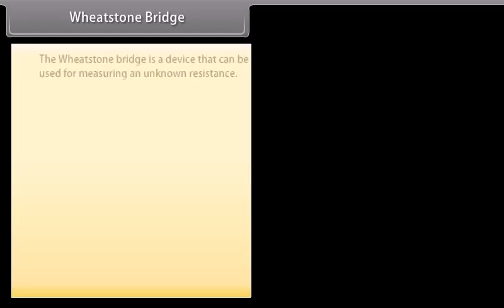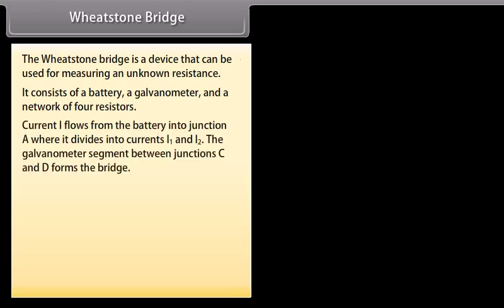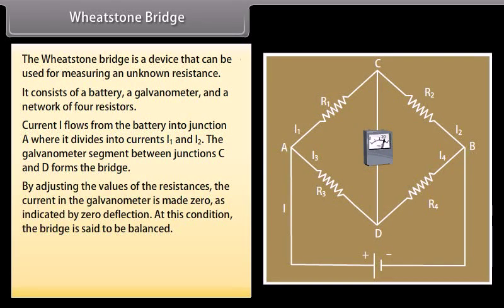Wheatstone bridge. The Wheatstone bridge is a device that can be used for measuring an unknown resistance. It consists of a battery, a galvanometer, and a network of 4 resistors. Current I flows from the battery into junction A, where it divides into currents I1 and I2. The galvanometer segment between junctions C and D forms the bridge. By adjusting the values of the resistances, the current in the galvanometer is made 0, as indicated by zero deflection. At this condition, the bridge is said to be balanced.